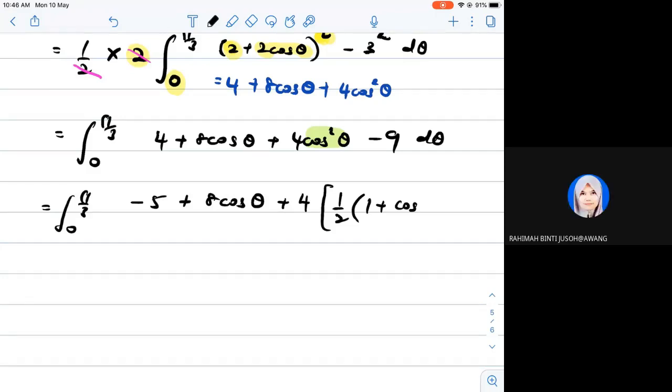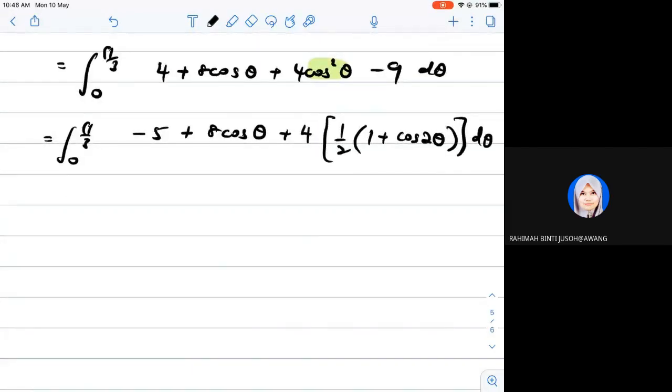Two, yes. Very good. 2 theta. Okay, good. Well done. D theta. Okay, now let us expand dulu. Kita expandkan semua sekali ni.